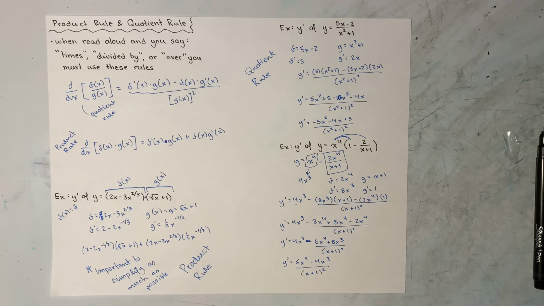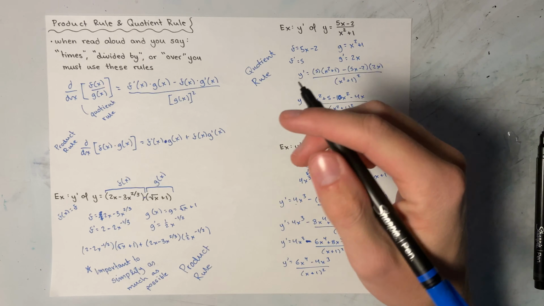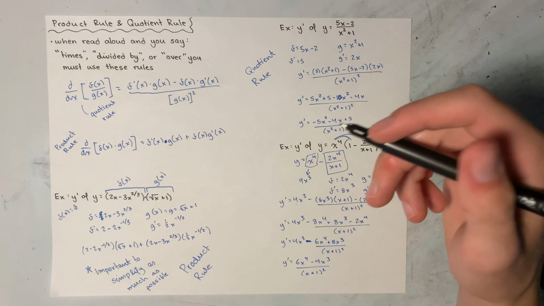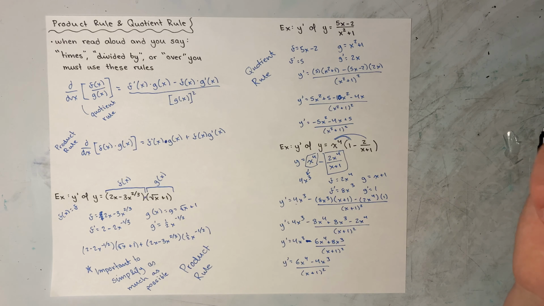And there you go. So that's going to be the product and quotient rule. Again, this is a very important rule, and you have to use these when you have two functions either being multiplied by each other or being divided by each other. And when you say the words times, divided by, or over when you read out the function, you're going to have to use these rules.